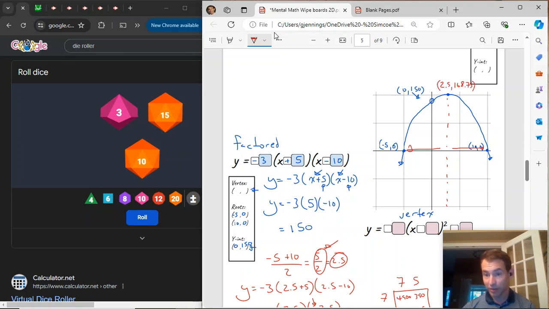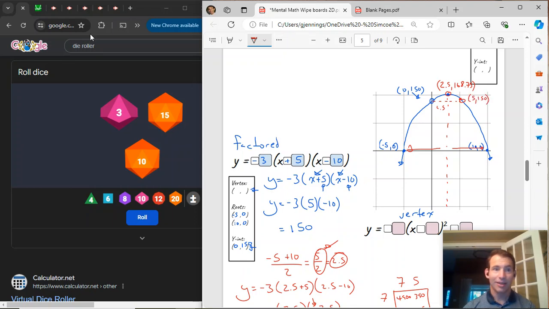So we have graphed this, and we have a fantastic sketch of it. We could also grab a symmetrical point from our y-intercept, and we know that that's 2.5 here. So this will be right at 5, and so that will be the point (5, 150).